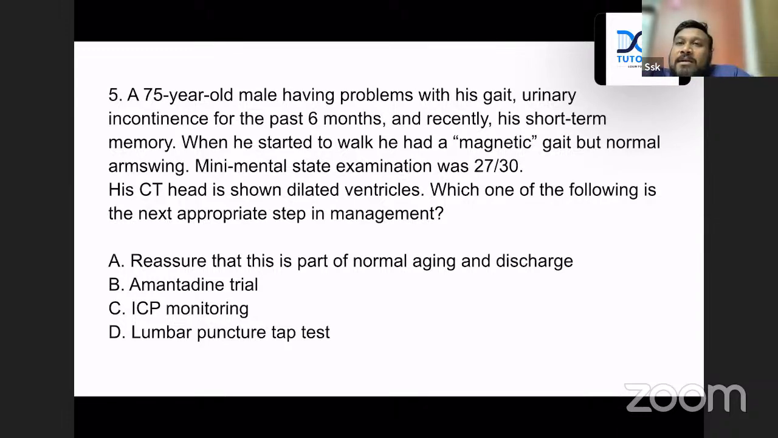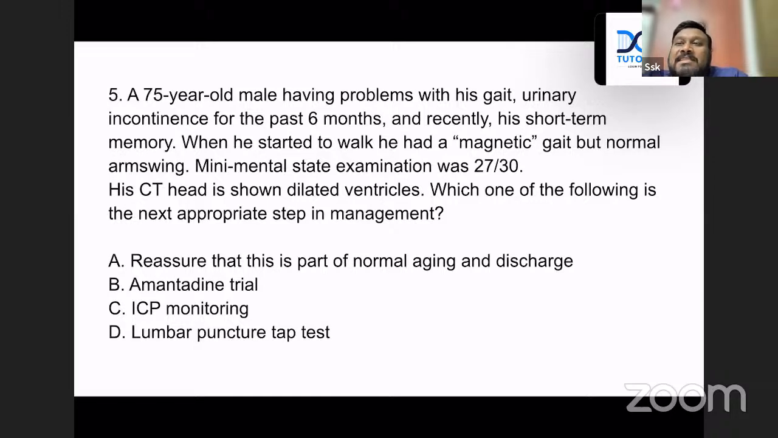This topic is very, very important. So what has been described here is the classical normal pressure hydrocephalus. So the triad, that is what is called as Hakim-Adams triad. The triad will be, you remember the mnemonic DAI: dementia, gait ataxia, and I is for incontinence, urinary incontinence. So this will be the classic triad. And the first to go will always be the gait.